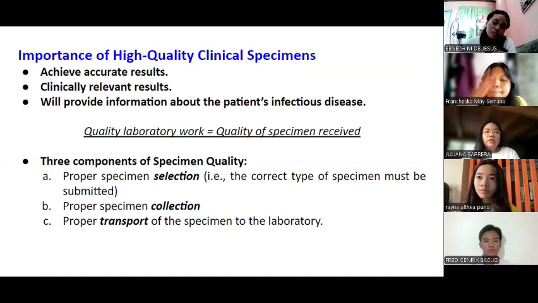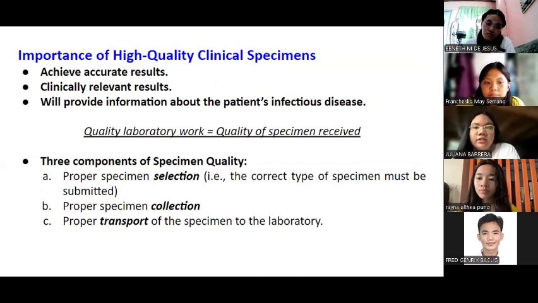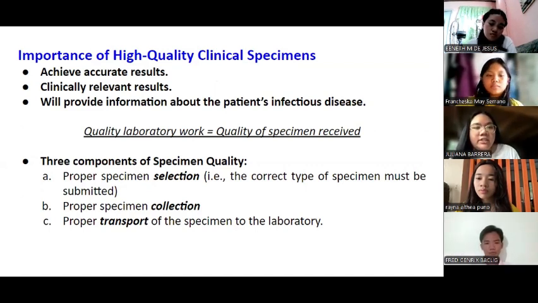So for the importance of high-quality clinical specimens naman, basically, ito yung three na parang gusto niyang i-achieve. So first is to achieve accurate results, clinically relevant results, and to provide information about the patient's infectious disease. Quality laboratory work equals quality of specimen received. So high-quality clinical specimens are required to, again, achieve accurate, clinically relevant lab results, meaning the results that truly provide information about the patient's disease.